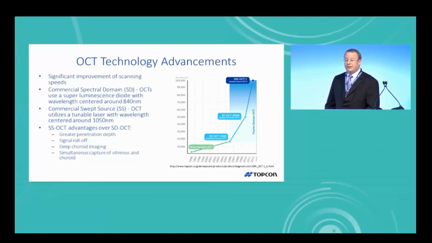There are a number of advantages of swept source over spectral domain, including greater penetration depth and improved signal roll-off characteristics that Rick showed earlier in his presentation. And that enables deeper choroid imaging, and that's facilitated also by a 1 micron light source that penetrates through the RPE more than the 800 nanometer wavelength light sources that are common with spectral domain OCT. And all this enables simultaneous capture of vitreous and choroid.